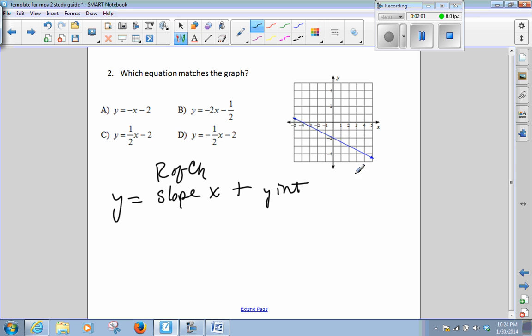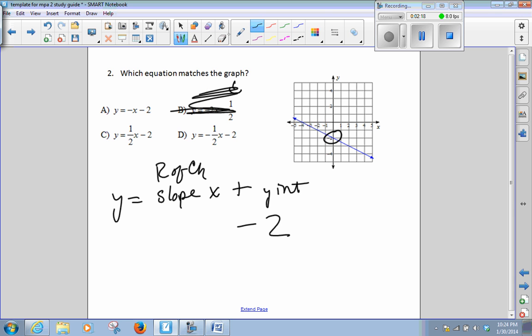So let's see which one of these works. The y-intercept is really easy to see right here because the graph hits it at a -2. So because the y-intercept is a -2, we're going to narrow it down. We can take this one out because this one says the y-intercept is 1/2, which isn't right.